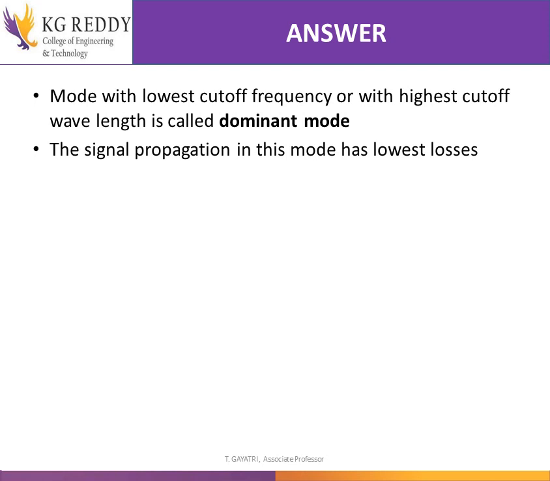The answer is: the mode with the lowest cutoff frequency or the highest cutoff wavelength is called the dominant mode. In this mode, the signal has the lowest losses, hence the dominant mode is preferred in a waveguide.